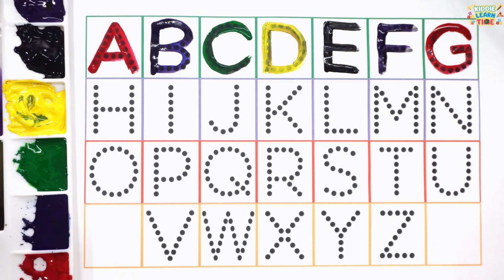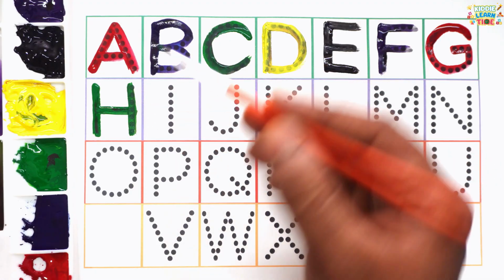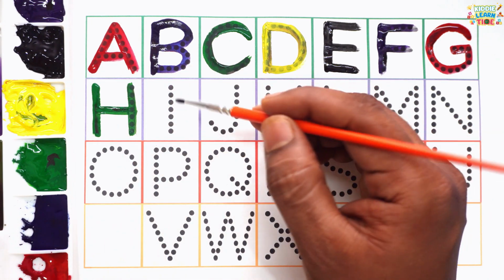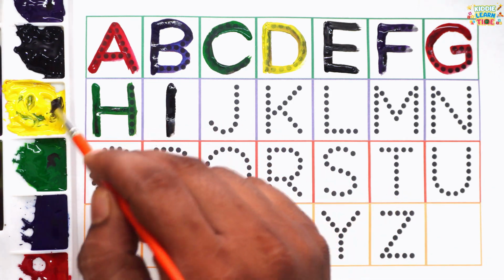G for grapes. H for heart. I for ice cream.